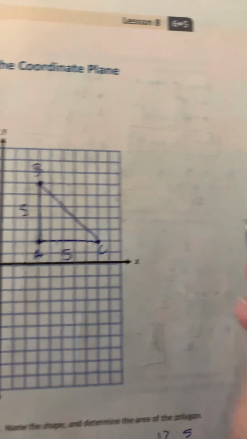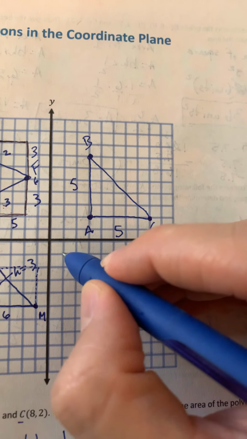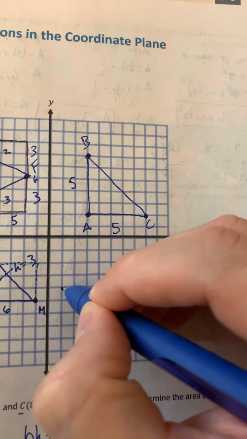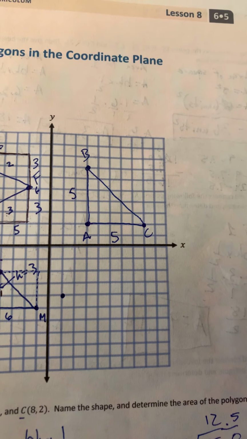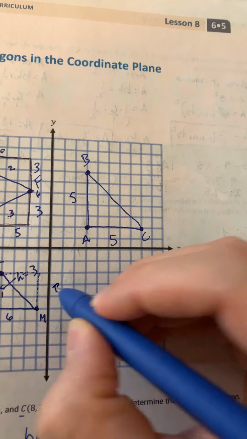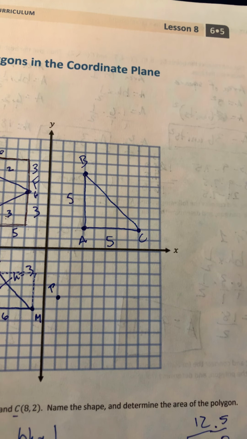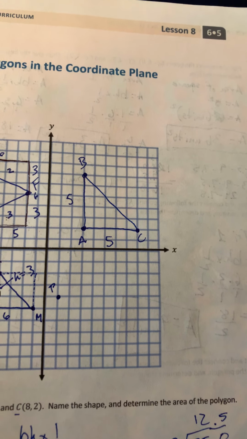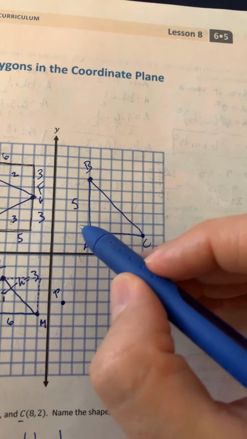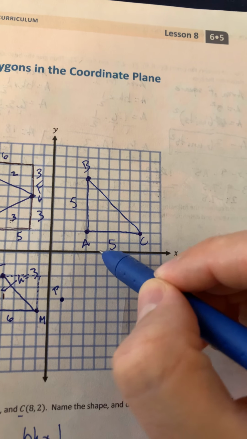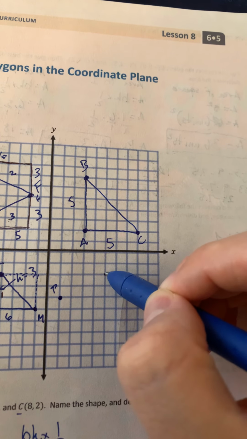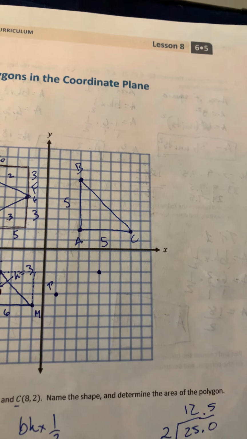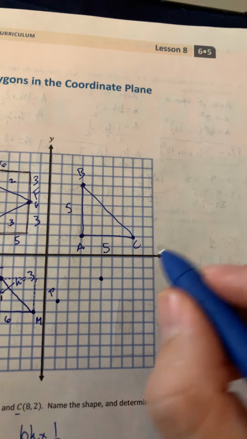Point P, which is 1, -4. So it's 1, 2, 3, 4. So this is point P. And then the next one is point Q, which is 5, -2. 1, 2, 3, 4, 5, 1. Right there. That's point Q.